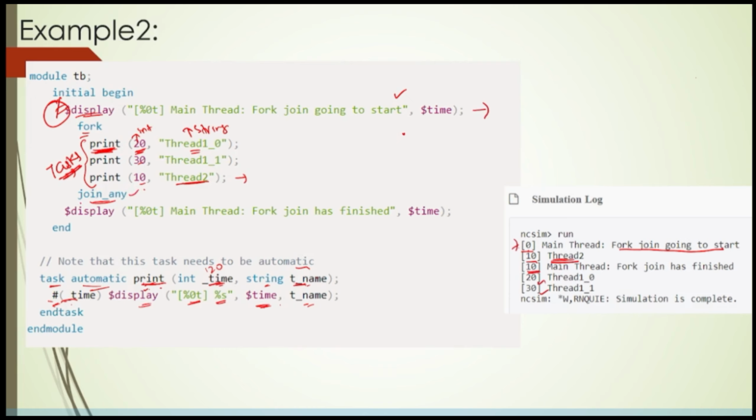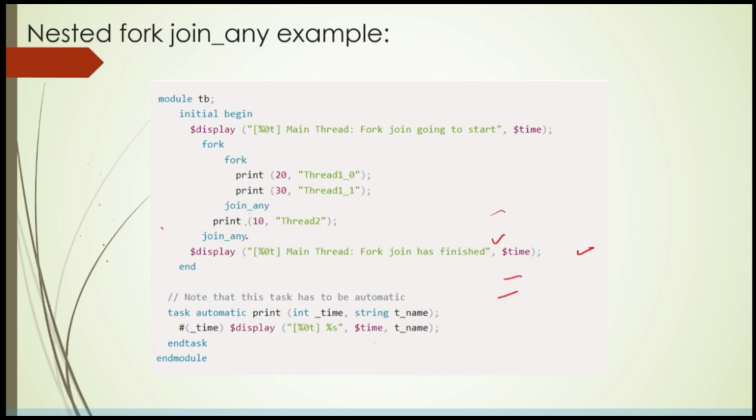Then after fork join any, I am writing main thread fork join has finished. Since I didn't give any delay, at 10 time units only, main thread fork join has finished is printed. And then the remaining two, based on the time delays at 20 and 30, the remaining two threads are being simulated. Clear? So this is about fork join any.